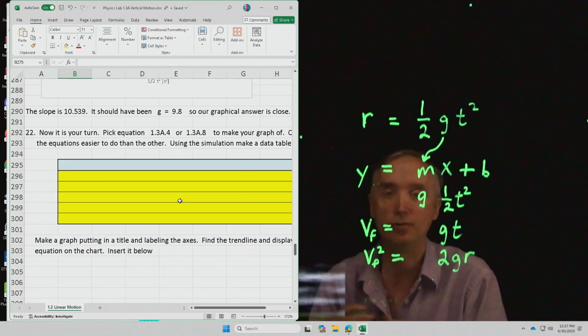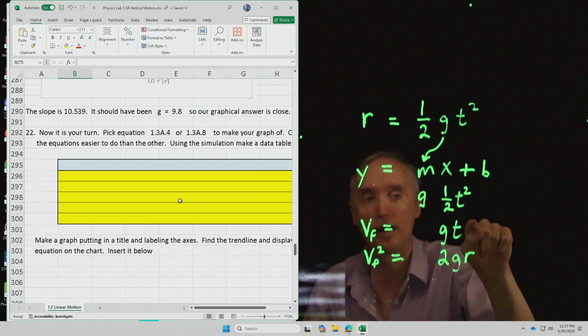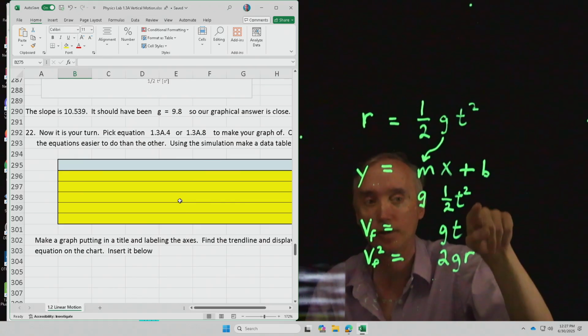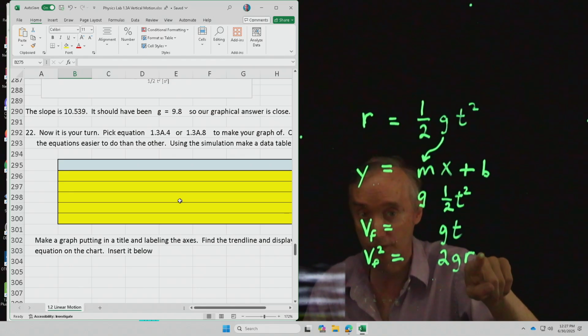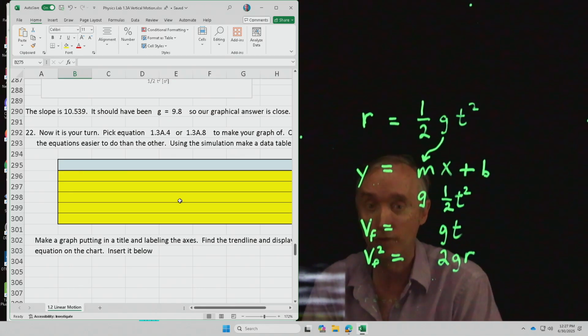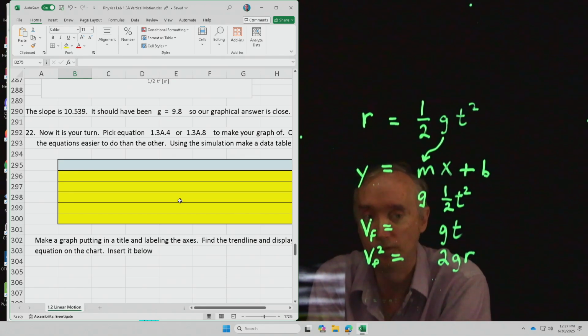So I'm going to let you choose, do you want to graph this one and then find the slope of it, or do you want to graph this one and then find the slope of it? Now I'm telling you, one of those two is easier to do than the other. So I'm not going to tell you which one it is, but you can go ahead and do that.